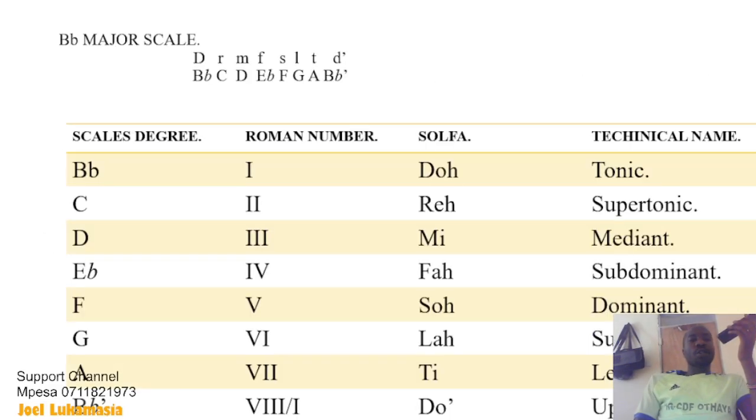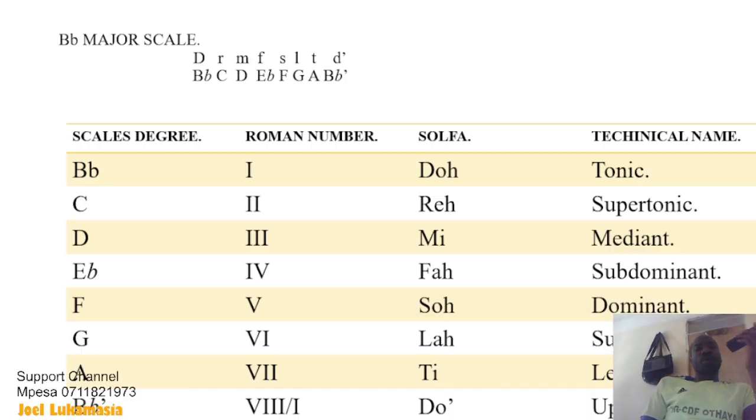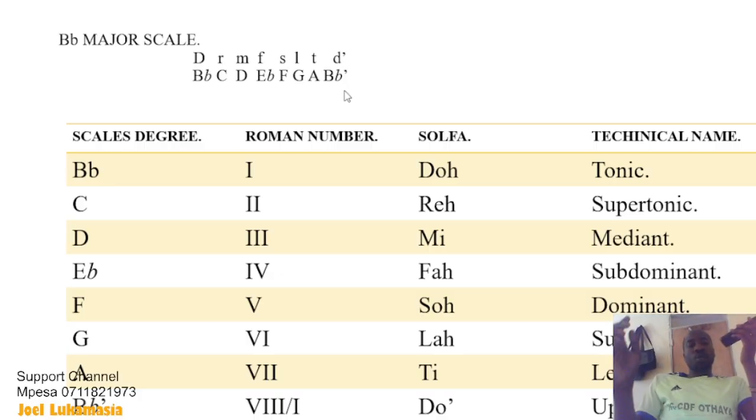Now for the scale degrees, we're going to this chart. B flat becomes 1, which is the do or the tonic. Then C becomes 2, which is the re or the supertonic. D becomes the 3, which is the mi or the mediant. E flat becomes the 4, which is the fa or the subdominant. F becomes the 5th, the so or the dominant. G becomes the 6th, which is the la or the submediant. A becomes the 7th, which is the ti or the leading note. And then B flat becomes the 1, which is the do or the upper tonic.